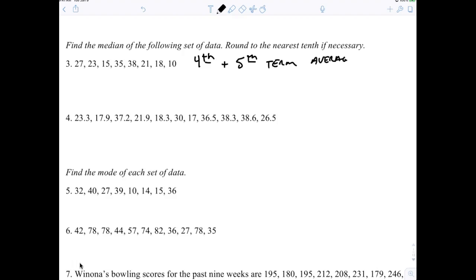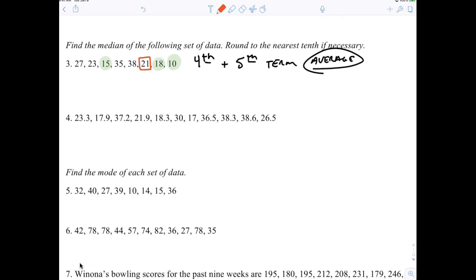Then I want to find the average of those. Now, do I really want you to put it in order? I don't think it's necessary to put it in order. You can count them out. What's the smallest number? 10. Then what? 15. Then what? 18. Now, here's the important one. The 4th term is what? 21. And the 5th term is what? 23.